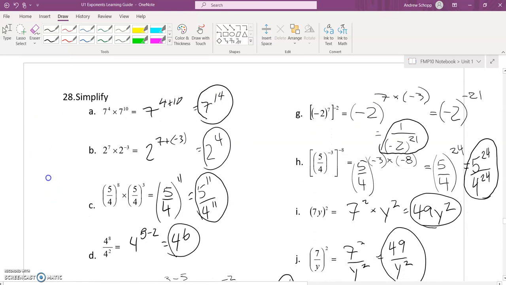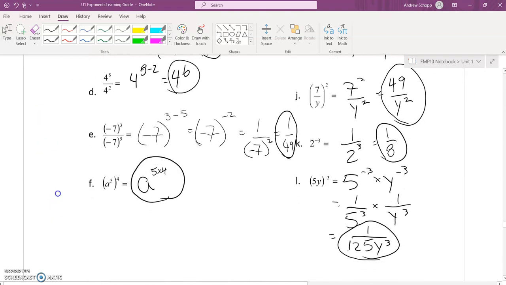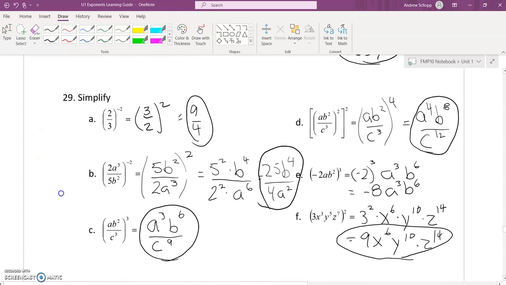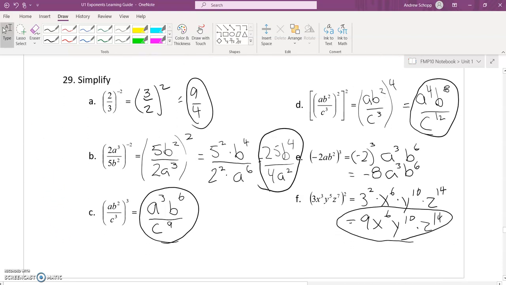For 28, I wrote all the solutions out here. Most of it's pretty straightforward, so you can pause this and check your work. Same thing for 29. Just remember this little piece right in here.